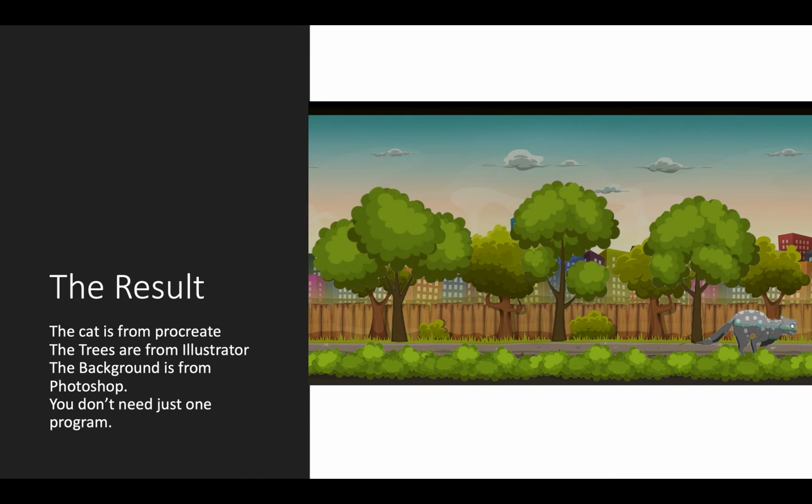So, important learning point on this. The cat is basically just a run cycle that I've repeated in After Effects. It's only like 5 or 6 frames. And then each of these are just from Photoshop or Illustrator, and I only use 2 keyframes on each of them. This is not a lot of work.